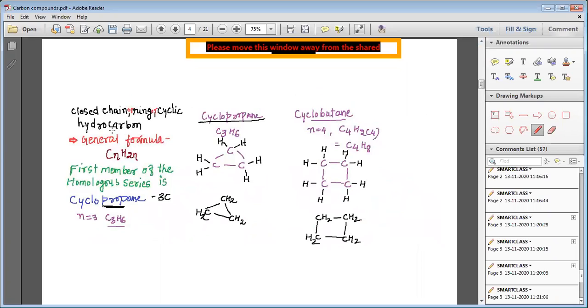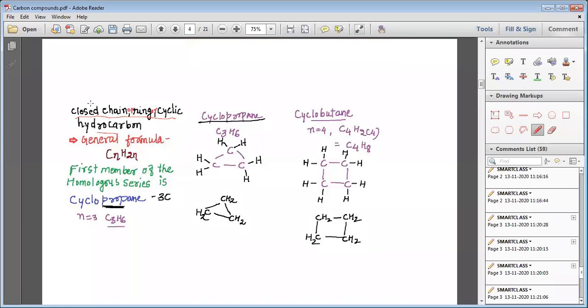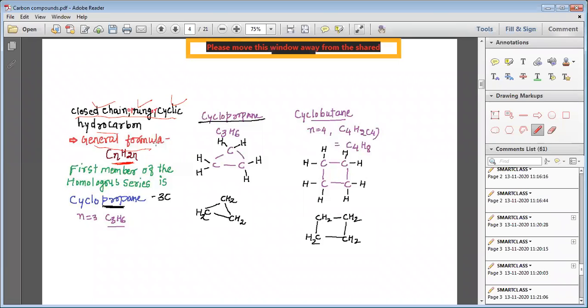So now, my dear students, we are going to study the closed chain compounds, ring compounds or cyclic hydrocarbons. The closed chain, ring or cyclic hydrocarbons have the general formula CnH2n. So the first member of the homologous series must have at least 3 carbons, because only with 3 carbons can we produce a ring.